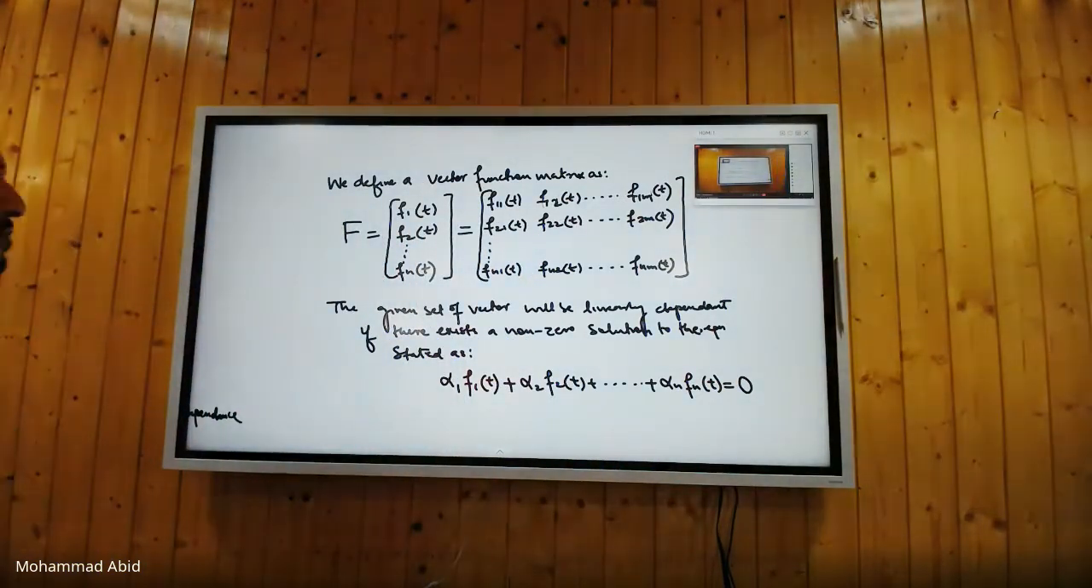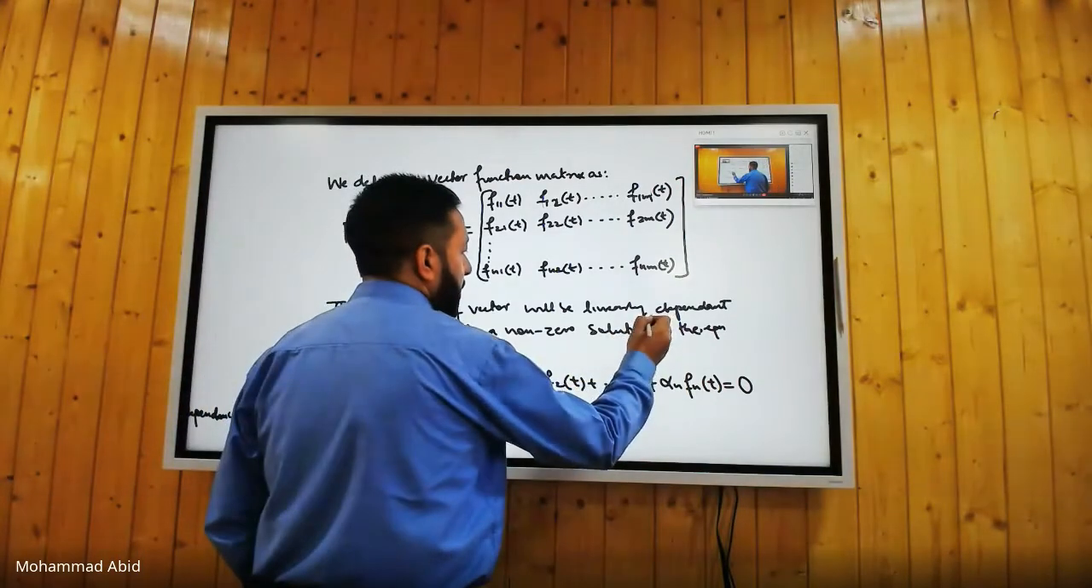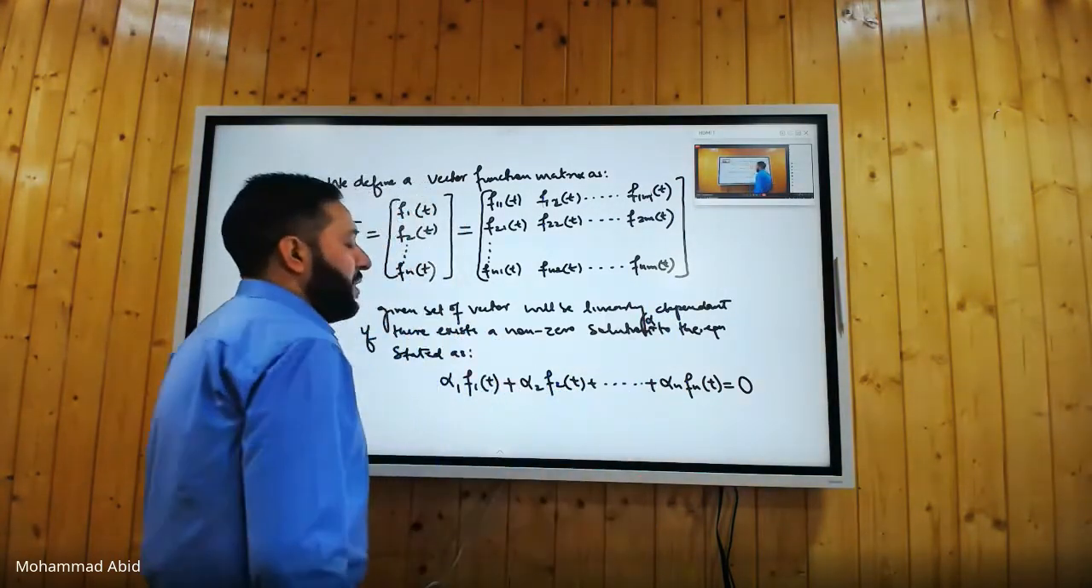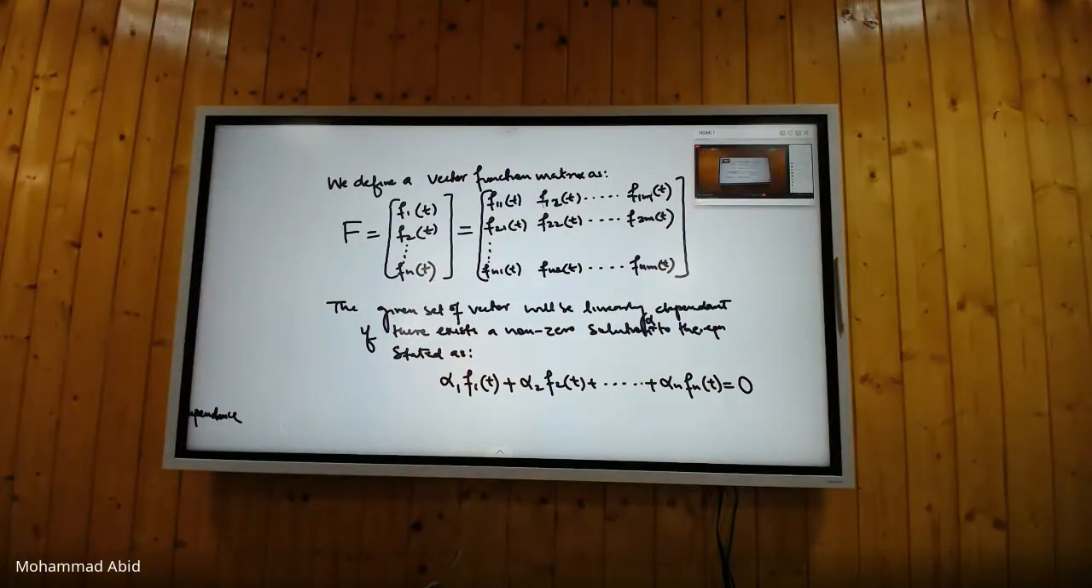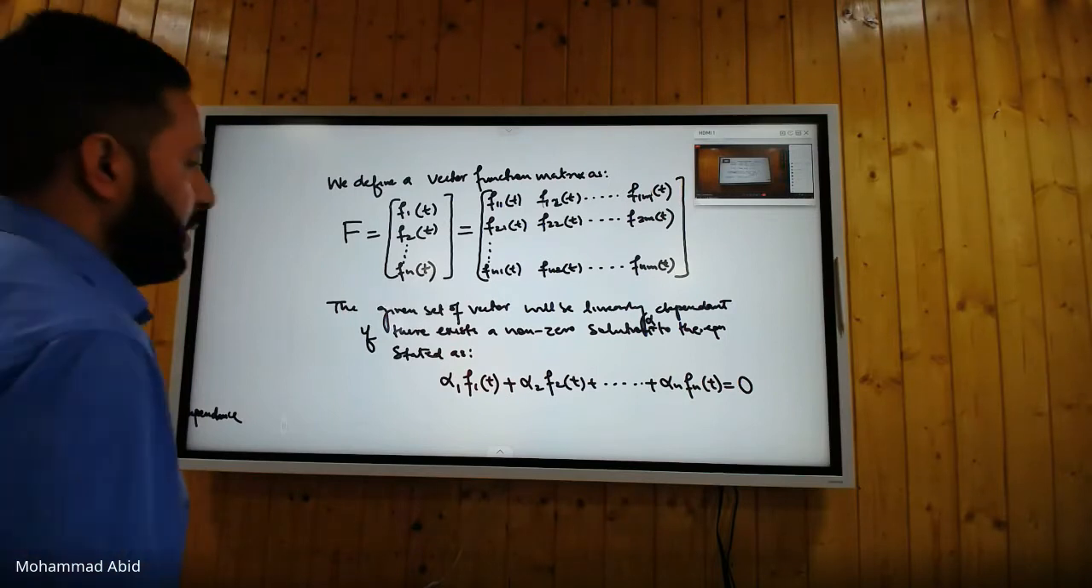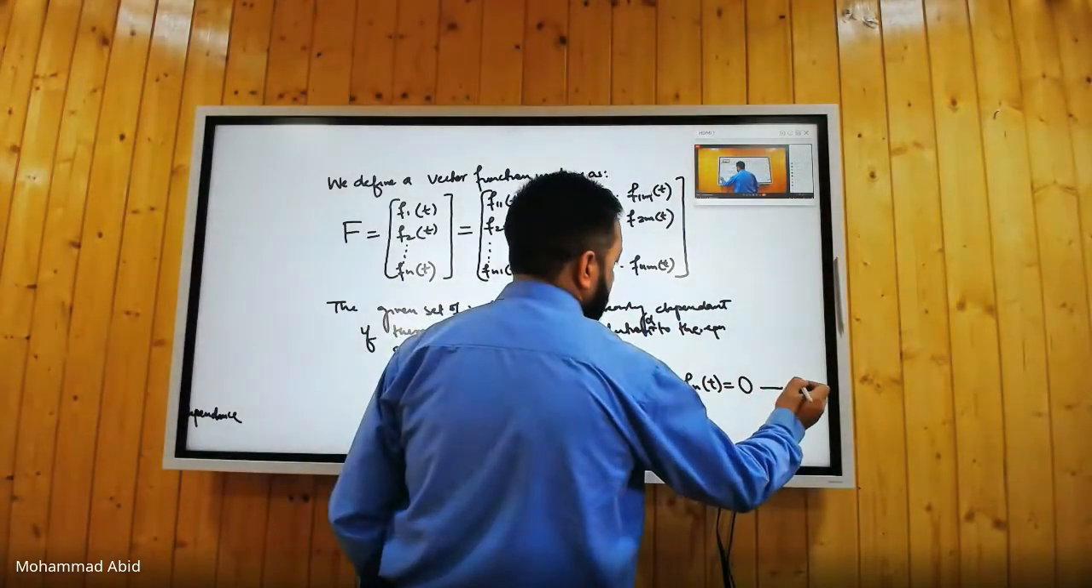If there exists a non-zero solution alpha to this equation, then we say that the given set of vectors is linearly dependent. If the only solution to this equation is all alphas equal to 0, then we can say that this given set of vector functions is linearly independent. So the same methodology that we developed last time for evaluating a given set of vectors for dependence and independence, we'll be using here also. I'll call this equation A, or equation Roman 1.